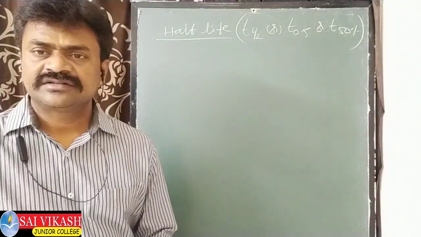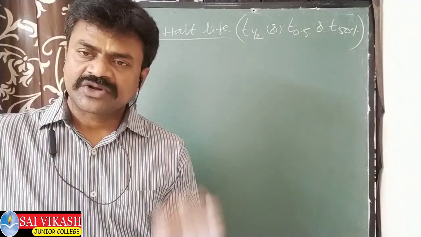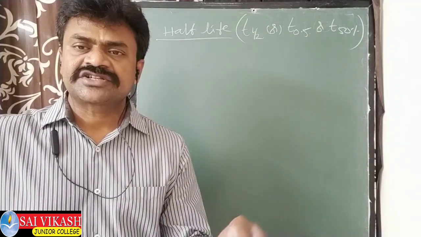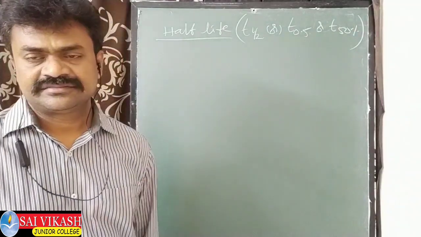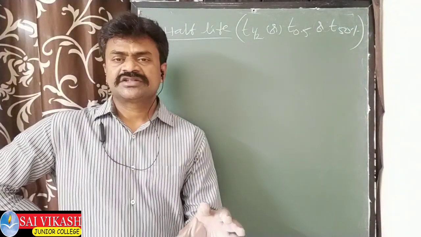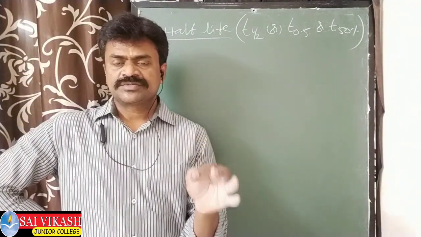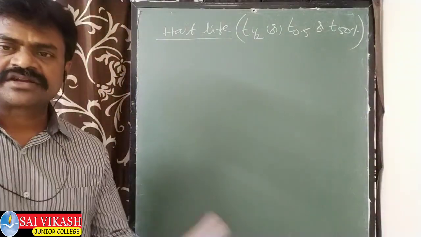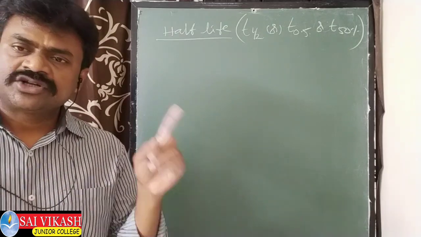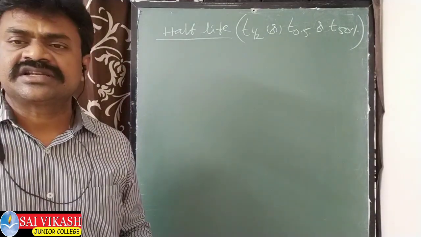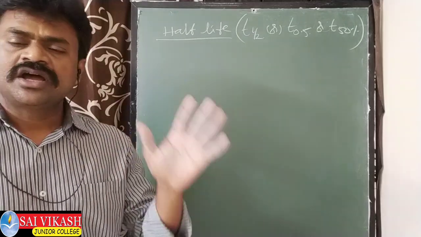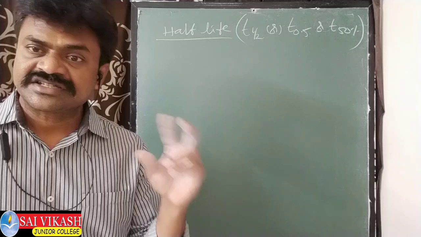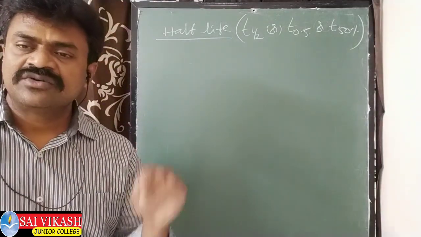Half-life means what? The time required to complete half of the initial concentration of the reactant taken. Means however much concentration of reactant you take, how much time is required for half of it to react? That is called half-life. The time required to reduce half of the initial concentration of the reactant is called the half-life of the reaction. It also changes. If the order changes, half-life also changes. How? I will tell you.